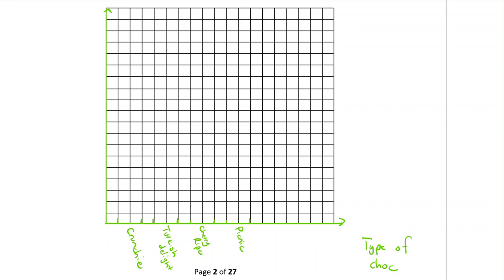Okay, now vertically, this axis is going to be the number of students that chose the chocolates. Because 7 was the biggest number we had, for the people that chose Picnic, if we just do 1 space each, 1, 2, 3, 4, 5, 6, 7, that would only take us to here, which makes our graph pretty tiny. So to stretch our graph out, I'm going to use every second space, like this.